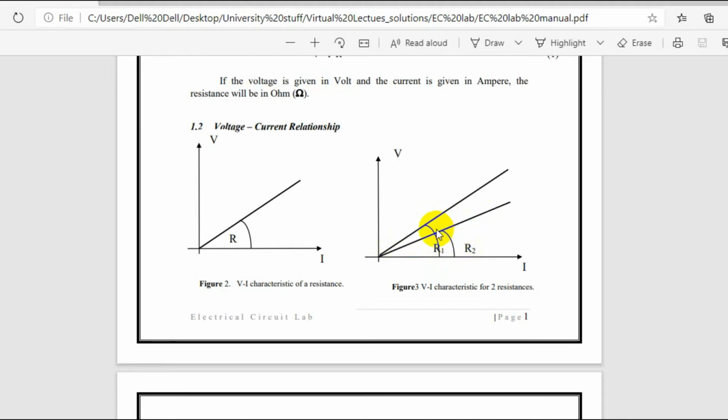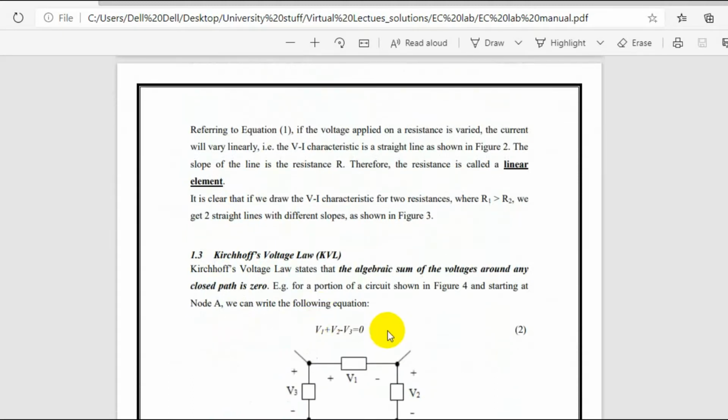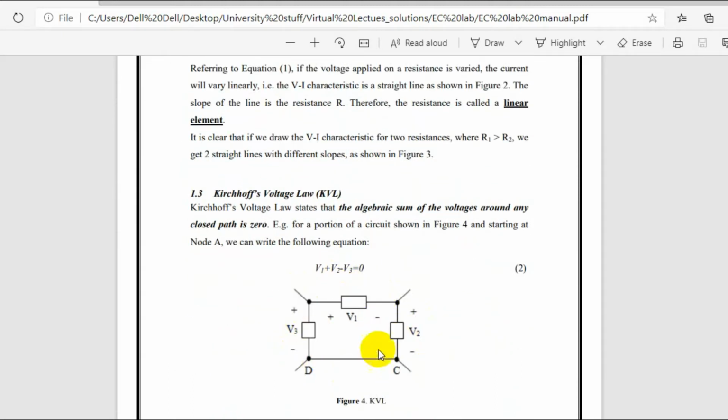In the first experiment we will verify these three things. First, V equals IR, and how it changes when we keep a 1 kilo ohm resistor and when we change the resistor value. Next is Kirchhoff's voltage law, KVL. The voltage in the whole closed loop will be 0. Here the voltages are plus V1, plus V2 and minus V3 equal to 0.